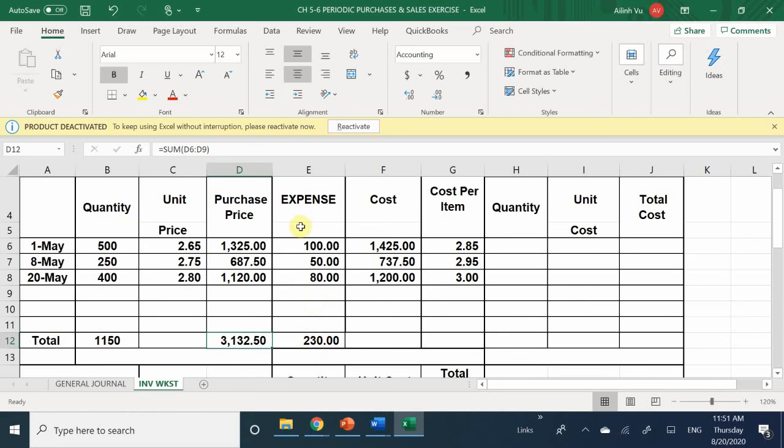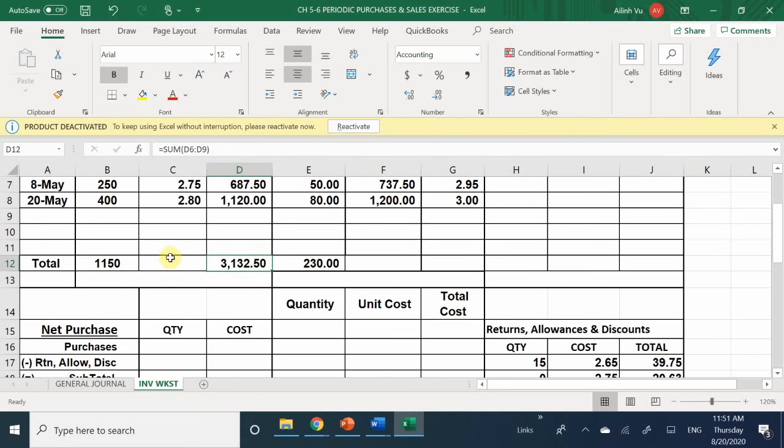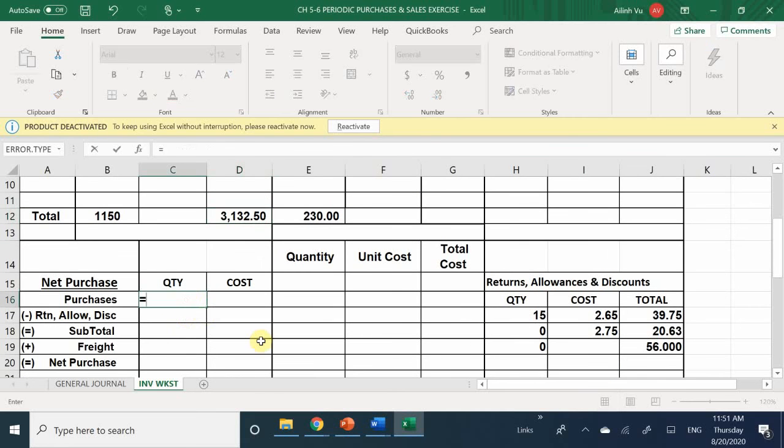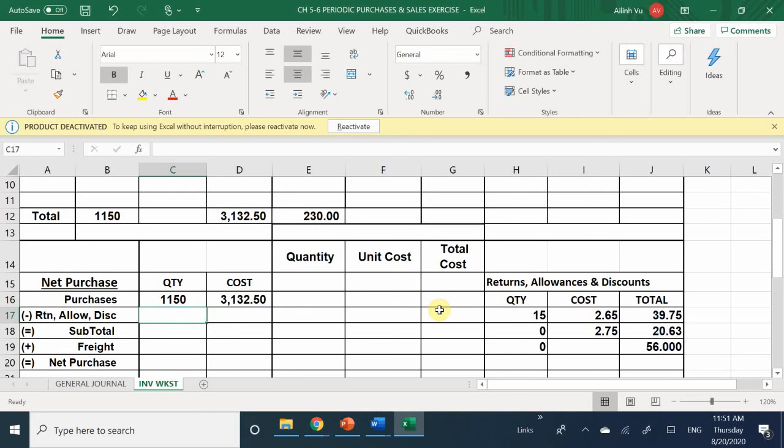Okay, and then we added up our total freight. So 100 plus 50 is 150 plus 80 is 230. Okay, so here are my total values. So let's go ahead and plug in our numbers here. So we have a total of 1150 items available, which cost us $3,132.50. Right? Did we have any returns and allowances?